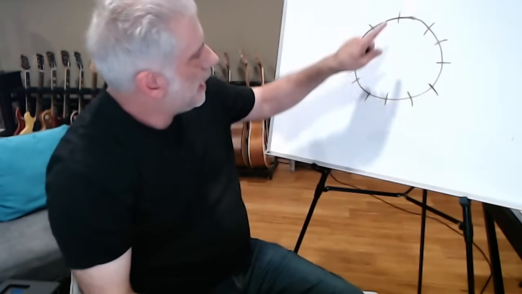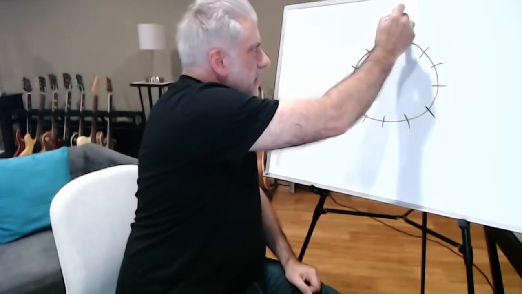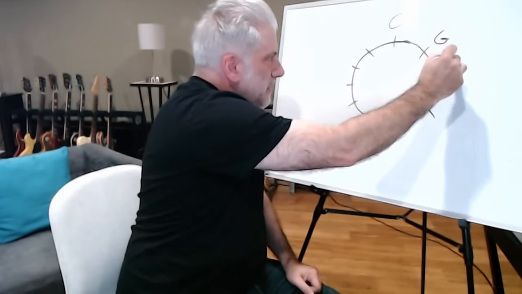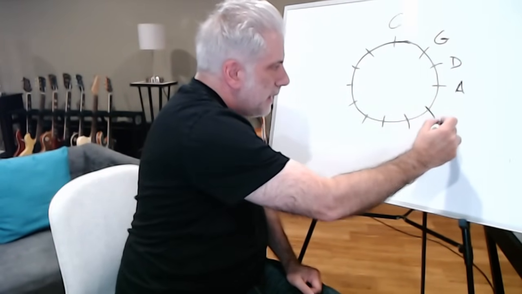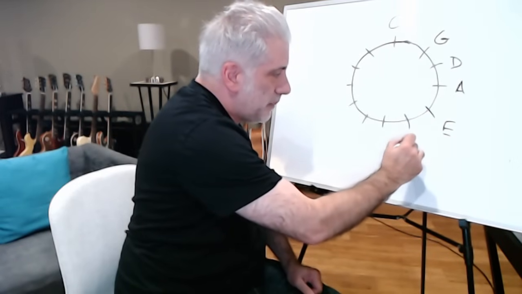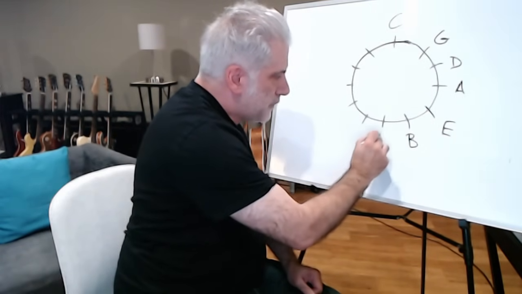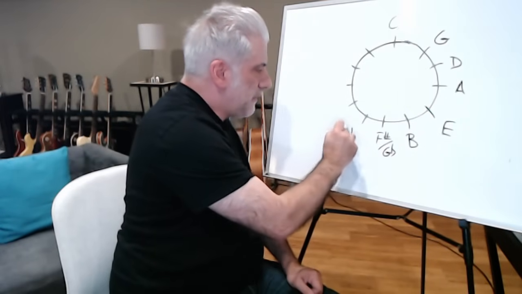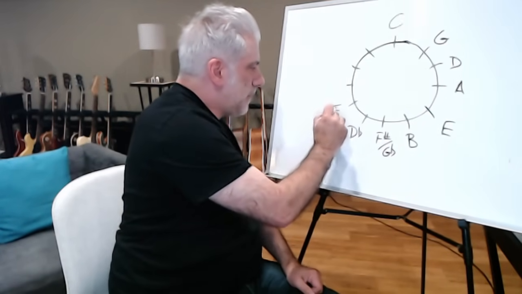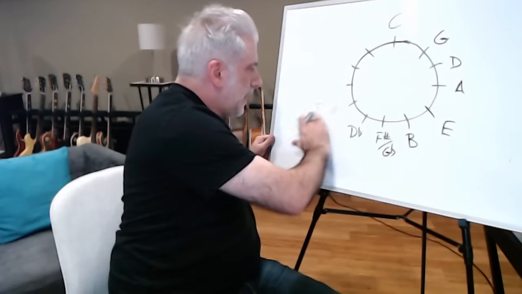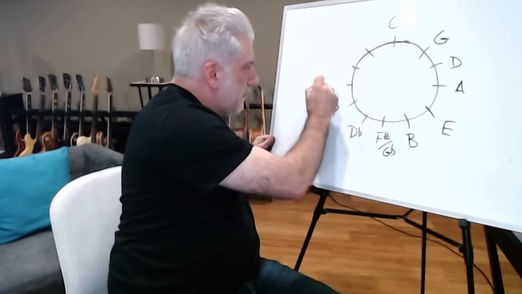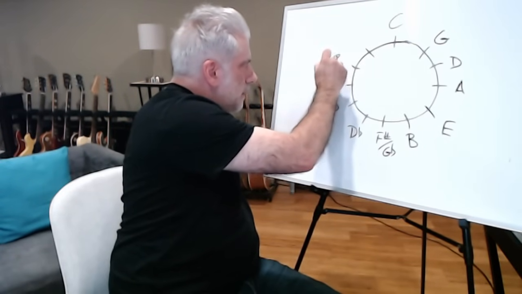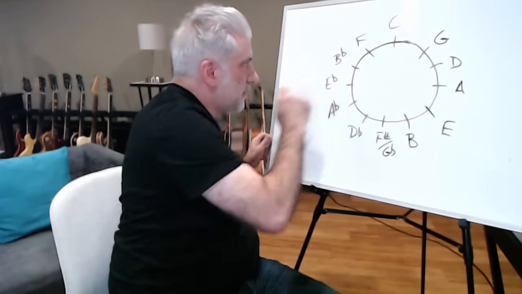Usually start with the key of C up here. Let me move this up just a little bit. There we go. C, G, D, A, E. They're all moved by fifths. B, F sharp, G flat, D flat, sorry, A flat, E flat, B flat, F, and C.